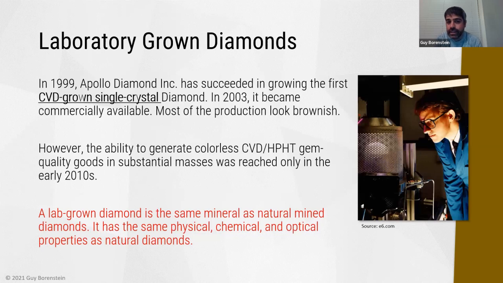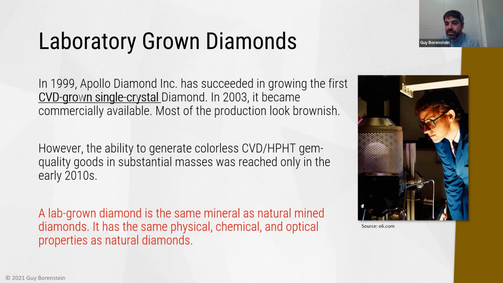In 1999, Apollo Diamond, later called Scio, succeeded in growing the first CVD single crystal. This is another, a different technique to grow diamonds. And 4 years later, they actually started to sell it, where most of the production then was looking very brownish. And natural and lab-grown diamonds from there were quite available, still not flooding the market.